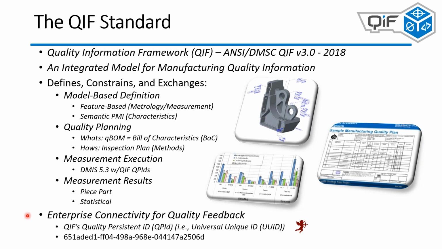One of the key things that is really a key contributor to the quality enterprise is this new concept of adding enterprise connectivity. The QIF introduced this through what we call a QPID, or Quality Persistent ID. It's nothing different than what you might be familiar with as a universally unique ID. And here is an example of what one of those looks like.